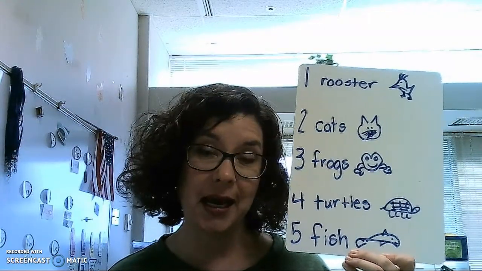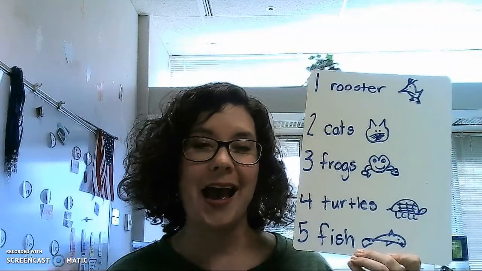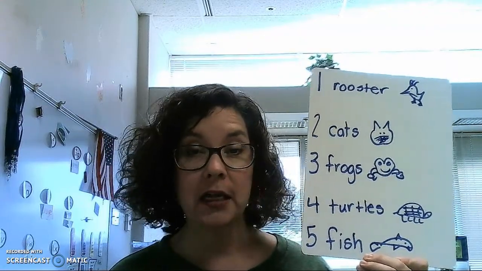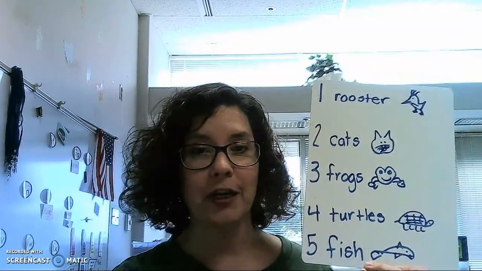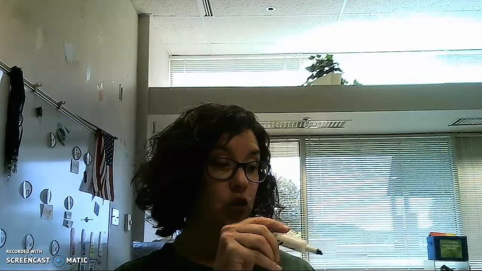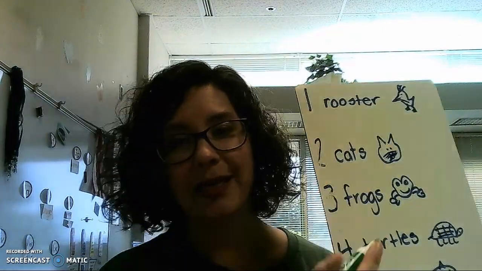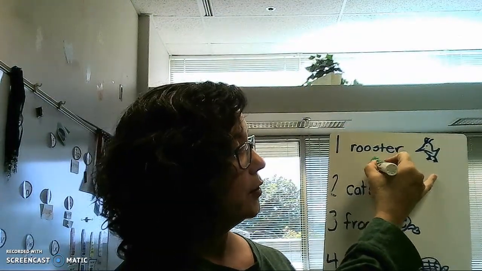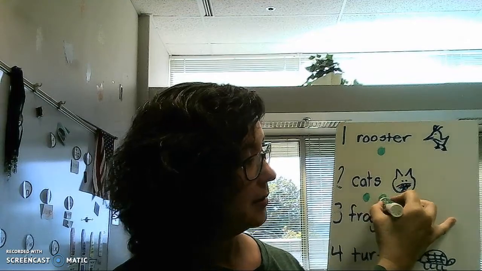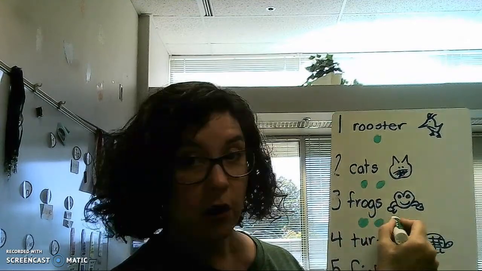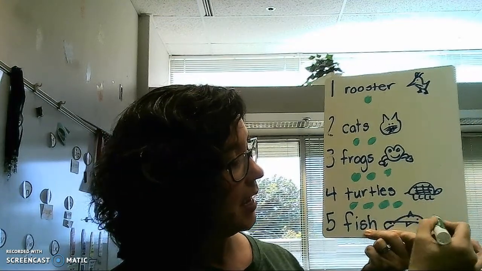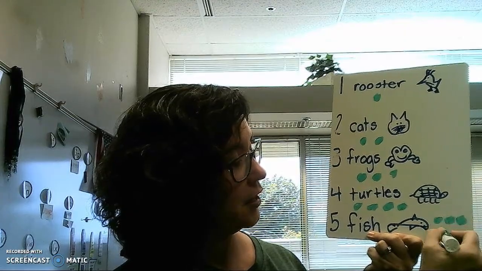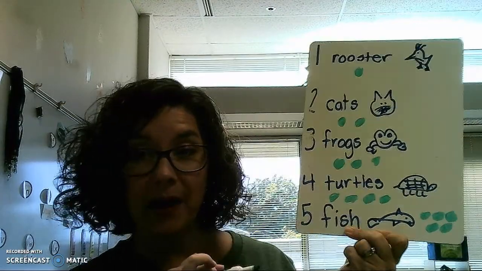Now, since you're not here with me, I can't ask you to show how you solved the problem or what you did to solve it. So I'm going to show you some ways that would work to solve this problem, some things that you might have written on your paper. Okay? Some of you may have drawn dots to represent each animal, like 1 rooster, 2 cats, 3 frogs, 4 turtles, and 5 fish.